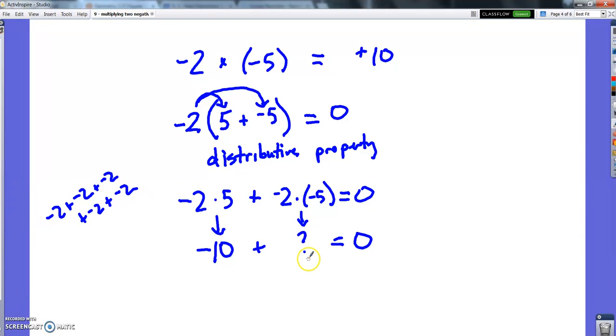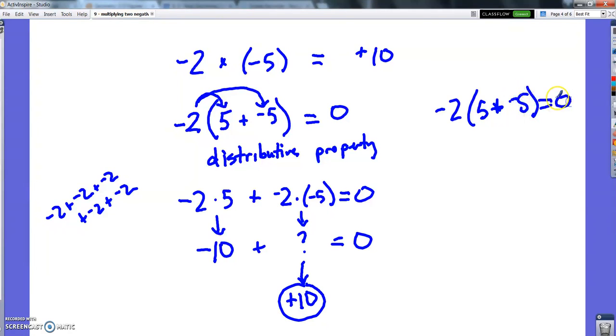And if you look at it, what does this have to be? In order for this all to hold up, this has to be positive 10 because the only thing I can add to negative 10 and get 0 is positive 10. So that means negative 2 times negative 5 has to be positive 10 because I'm just basing it on a whole bunch of other math. If you already know that 2 times 0 is 0, which you do, and then you just rearrange this 0, this still has to equal 0.